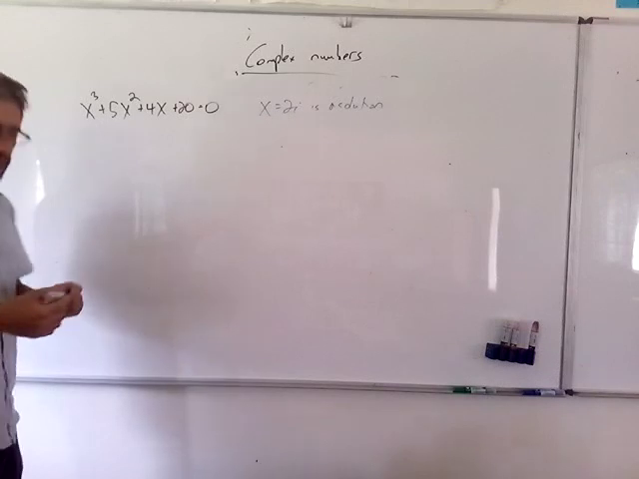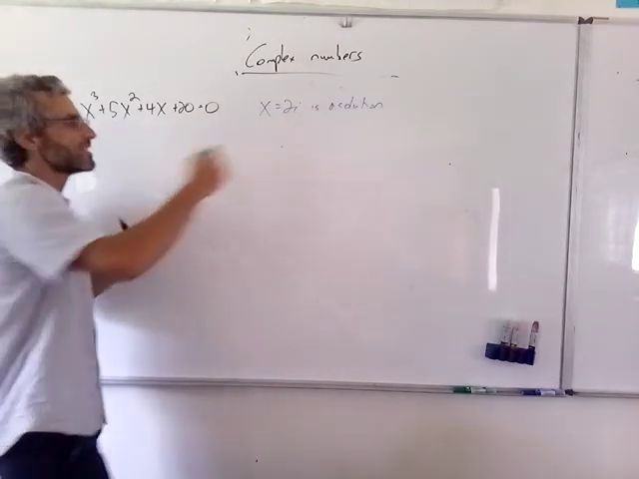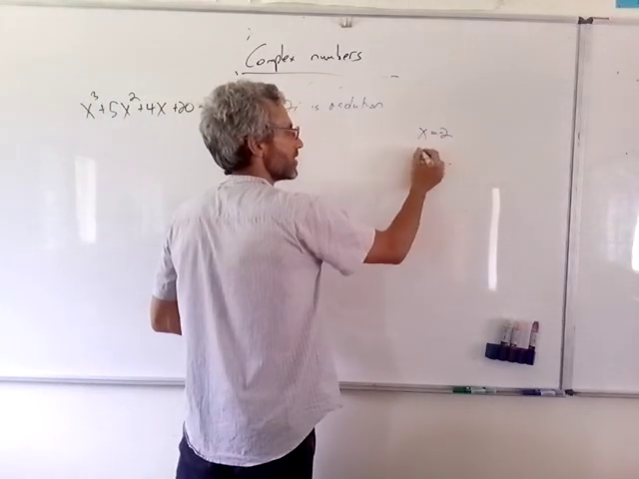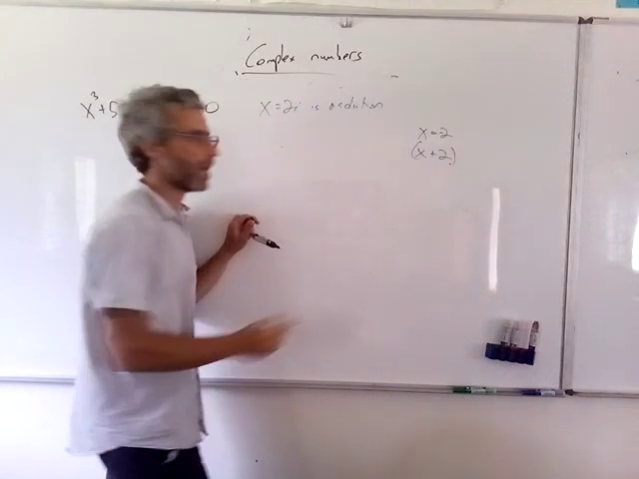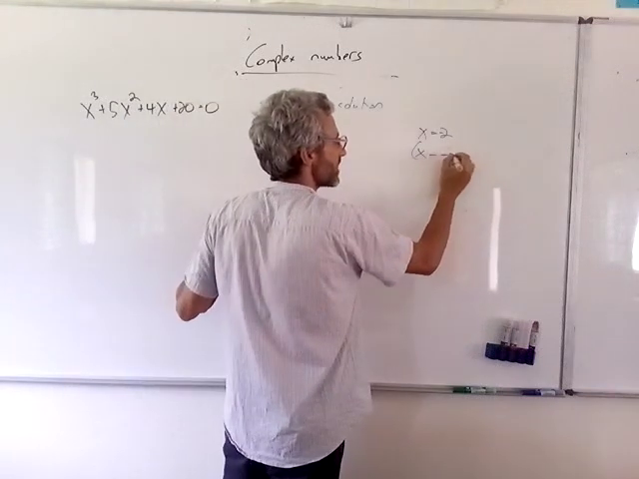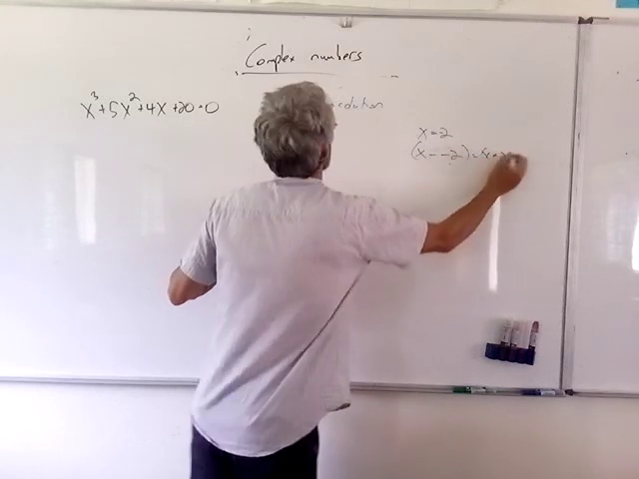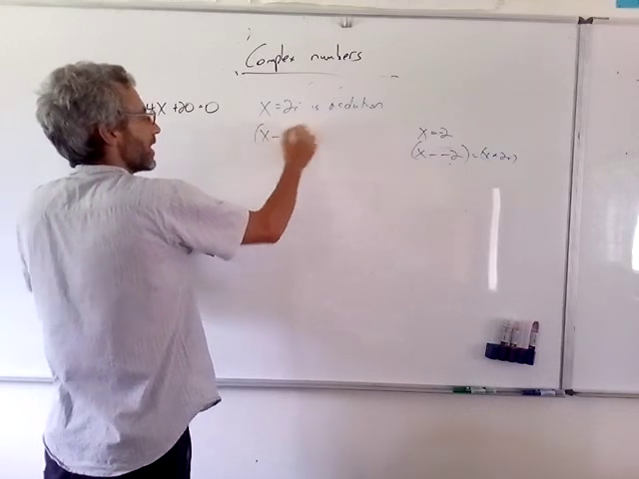Okay, so let's start with what we knew, like we did before. Before, when we had x equals minus 2, the solution minus 2 meant that if we try to factorize, it will be x plus 2. How do we know? It was basically x minus minus 2. So now we're going to have a factor of x minus 2i.